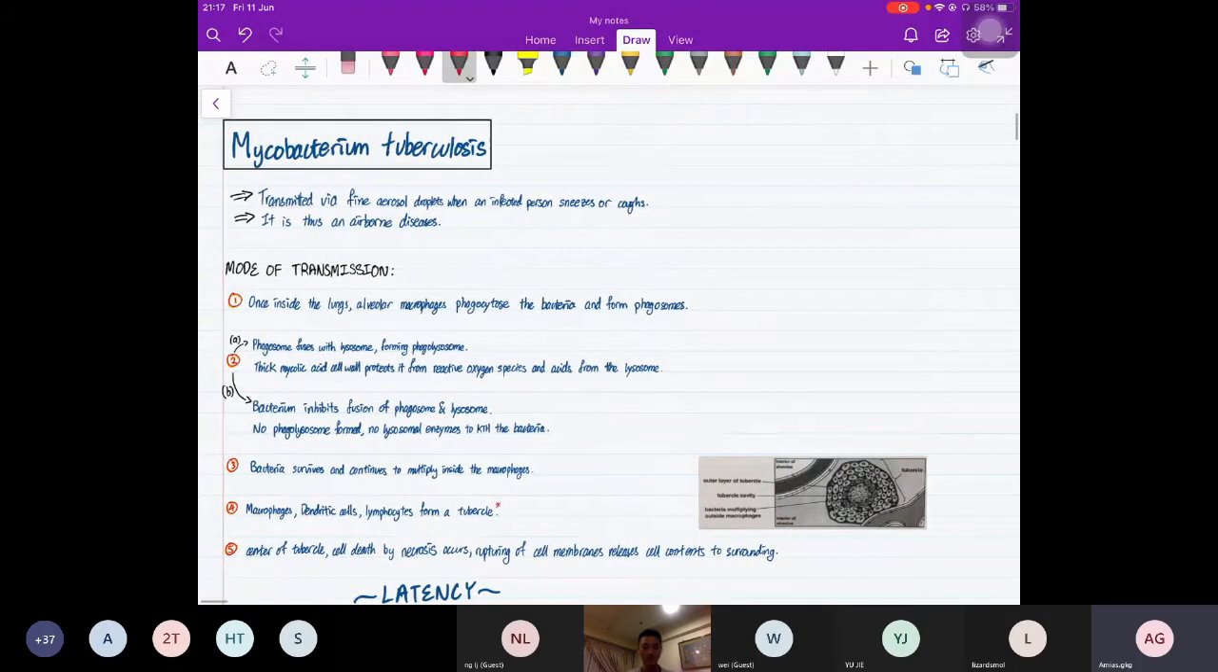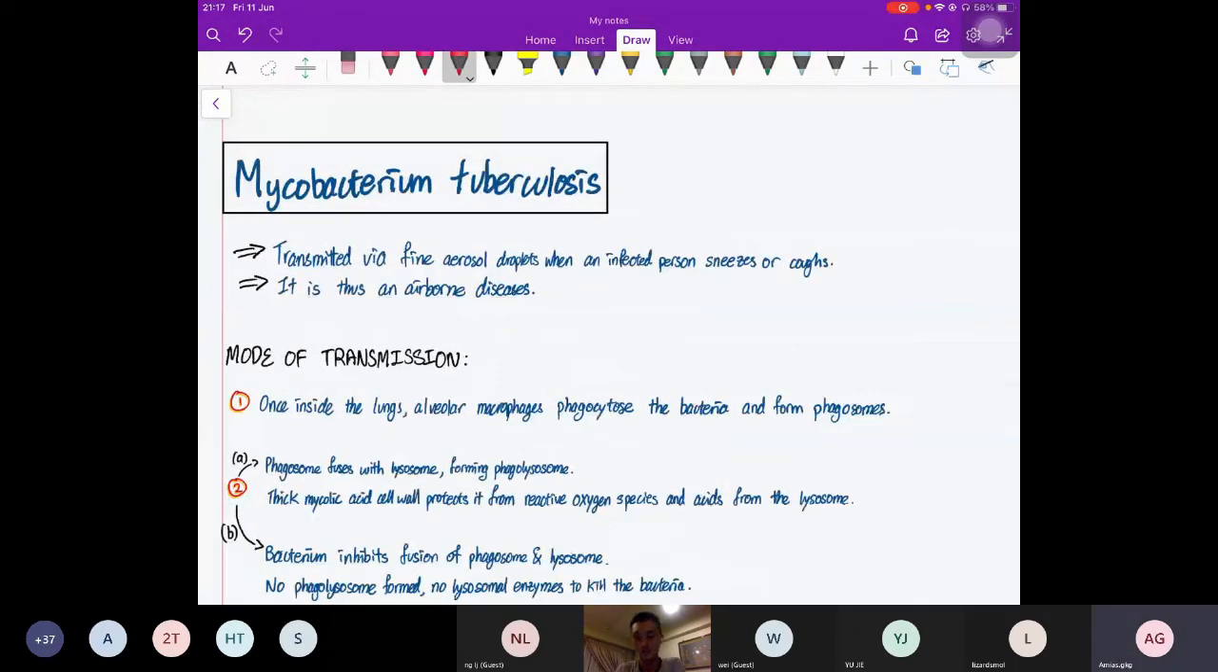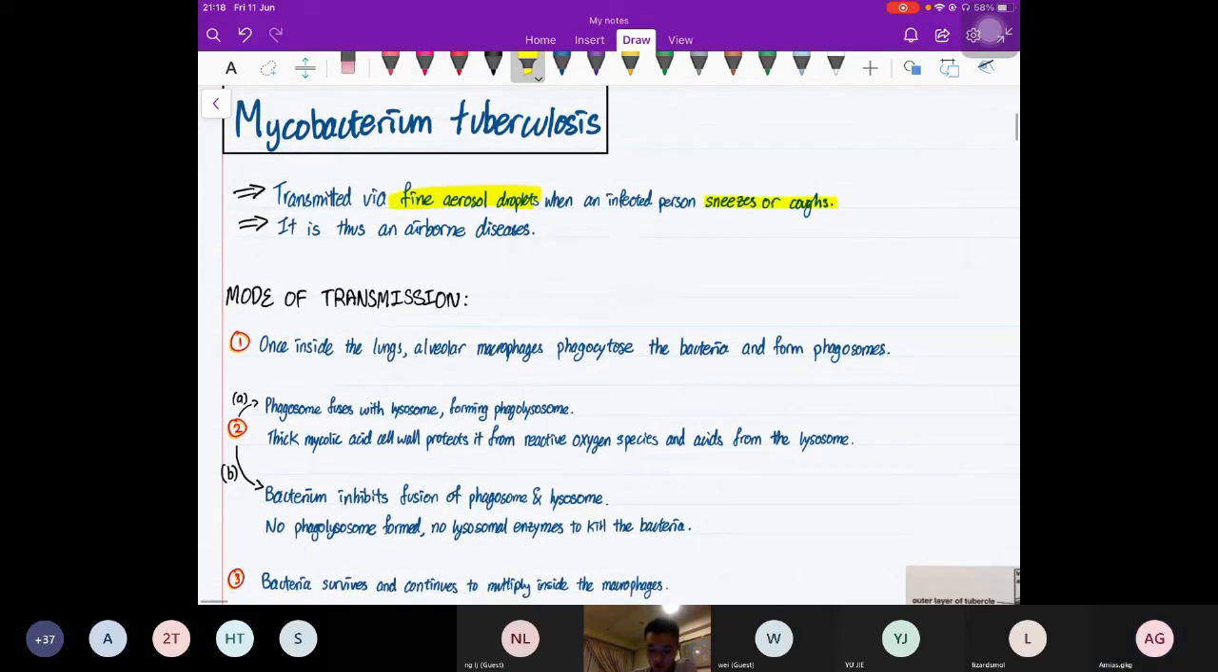Okay, tuberculosis. Tuberculosis is a little difficult. Okay, so the mode of transmission is very similar to COVID. If that will interest you, study the mode of transmission of TB. It's transmitted via fine aerosol drops like COVID when an infected person sneezes or coughs. And therefore it is an airborne disease like COVID.